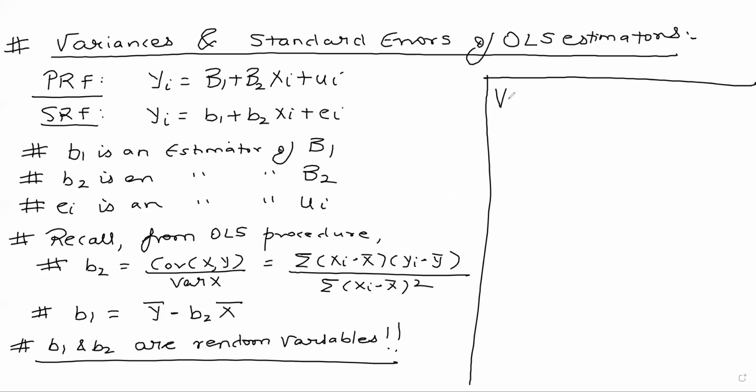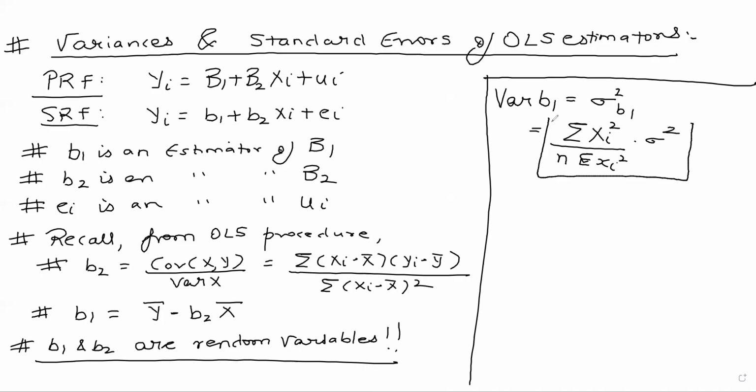So variance of b1, which we also write as sigma square b1, is nothing but summation capital Xi square upon n times summation small xi square into sigma square. Now students should learn up this formula.